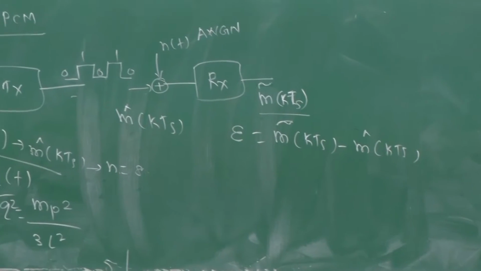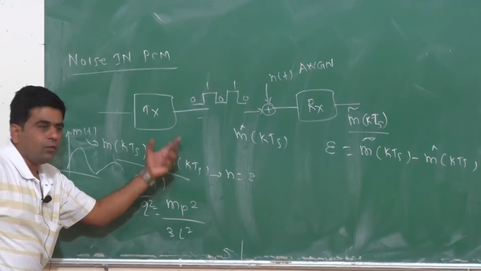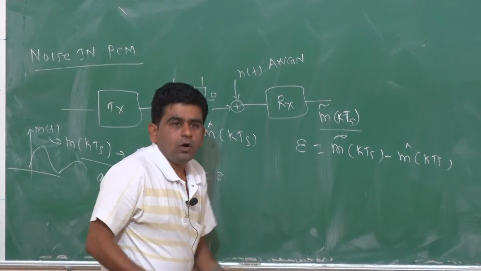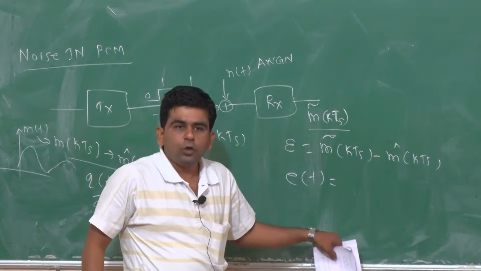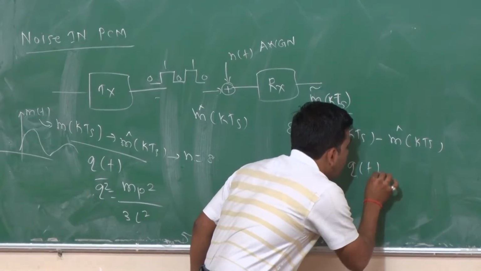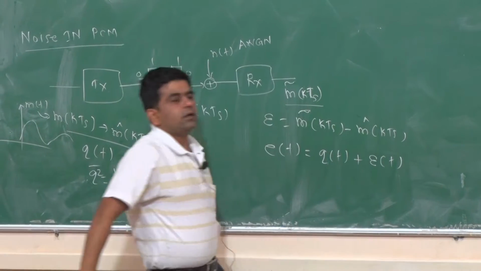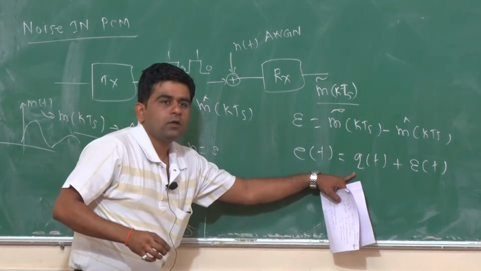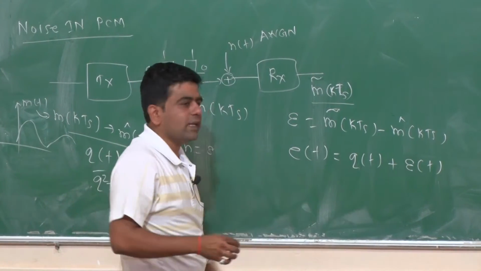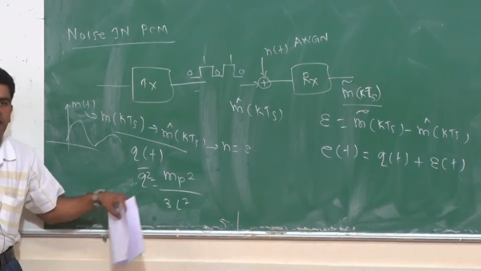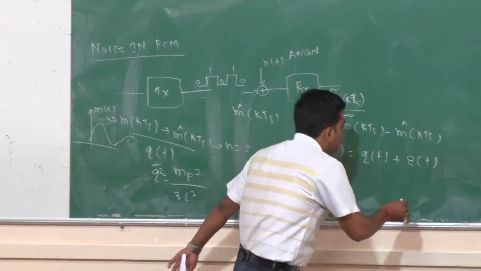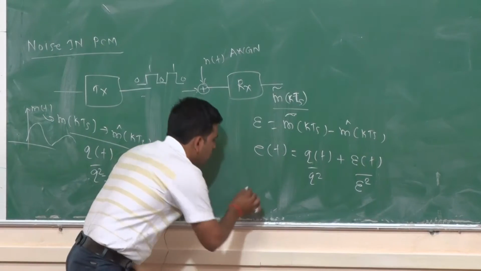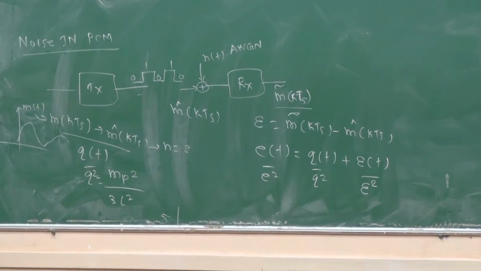Finally, the overall error in this system is due to the error generated at the transmitter, which is the quantization error, and the error at the receiver, which is the detection error, given as epsilon. So the total error E of T in your PCM is nothing but the summation of the quantization error plus the detection error epsilon of T. In the last lecture, we derived the mean square value of this quantization error, which is given as Q square bar equal to MP square divided by 3L square. Similarly, in this lecture, we have to derive this value, that is epsilon square bar. Plus Q square bar will give E square bar, the overall error at the output of the receiver.